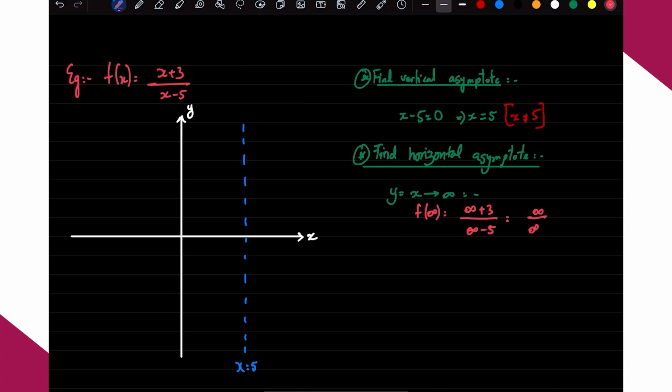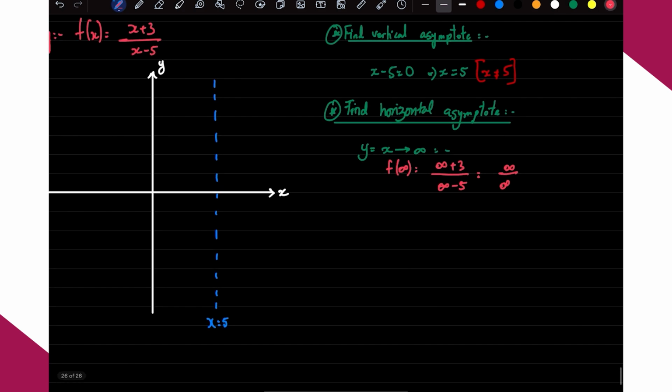So now what's going to happen? What's happening is that infinity divided by infinity is going to be 1 because it's literally the same number. So y is equal to 1, right? That's the thing that's going to be happening. And we can conclude that this is going to be the horizontal asymptote.